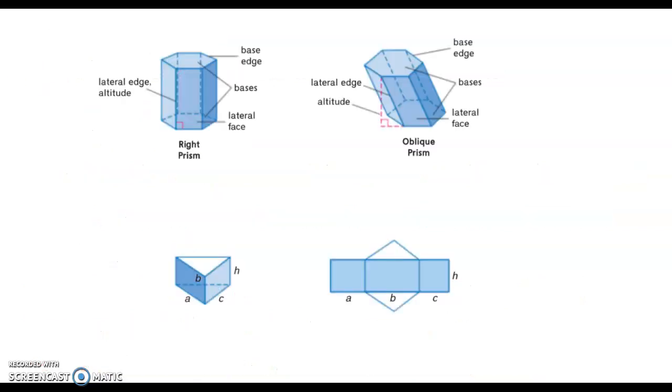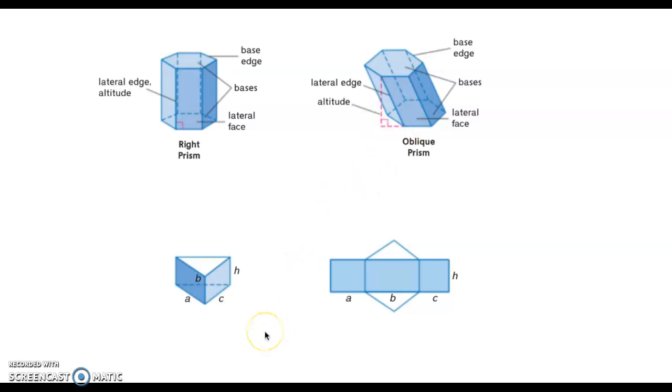Here we're looking at different types of prisms. At the top, we have two hexagonal prisms. The first one is a right hexagonal prism. You'll notice that it's got the right angle. The other one is called an oblique prism. It's still the hexagon base, but it's been hit a little bit, so it's kind of tilted. You'll notice that the right angle for this one is on the outside.